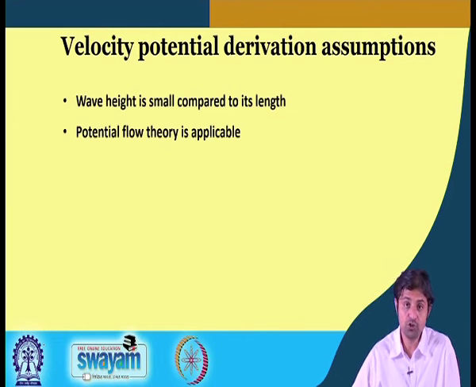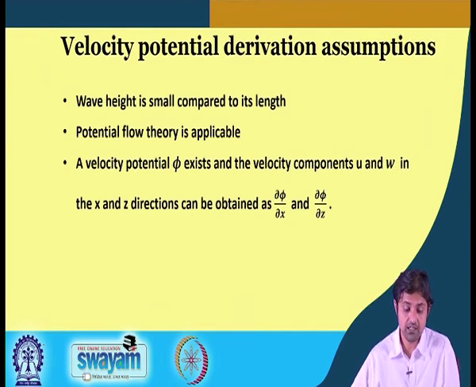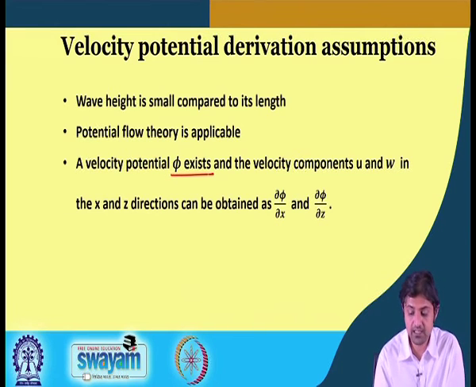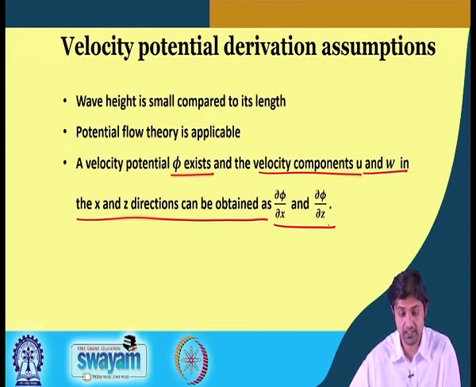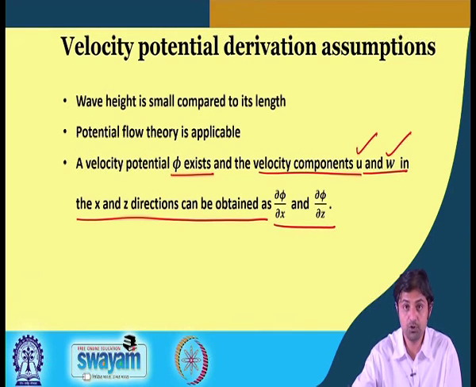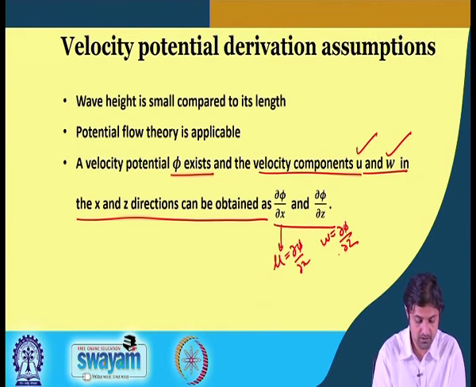The potential flow theory is applicable because we have assumed the ideal fluid. Therefore, under ideal conditions like this, a velocity potential phi exists, and the velocity components u and w in the x and z directions can be obtained as del phi del x and del phi del z. So, we have assumed that the flow is occurring in two directions, x and z. Therefore, there will be only two velocity components, u and w, and if we know phi, we can obtain u as del phi del x and w as del phi del z. All right.